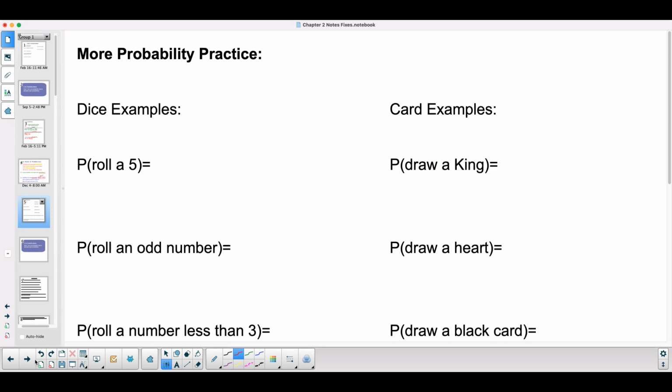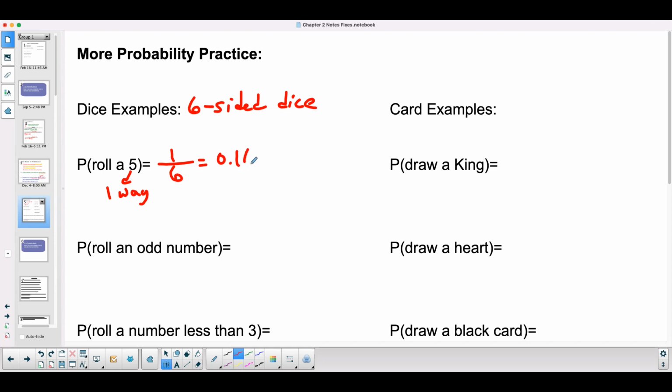All right, more probability practice. So dice examples, 6-sided dice. All the numbers 1 through 6 are on it. So the probability that you want to roll a 5, 6 should be the bottom of that fraction. And then up top, you just want the number of 5s. There's only one way to do that. One way to roll a 5, so your answer would be 1 out of 6. My 1 just kind of looks funny, so I'll do that again. 1, there's only one way to do this. So 1 out of 6 would be fine.